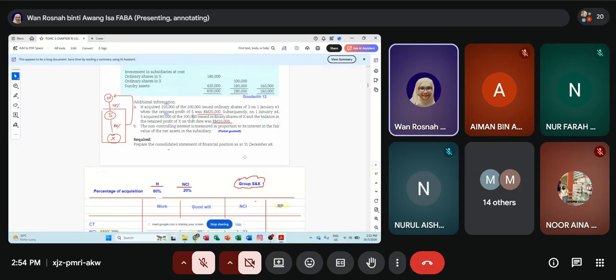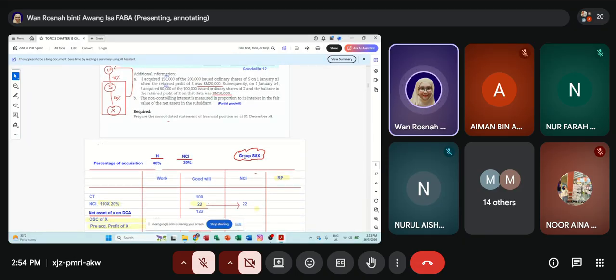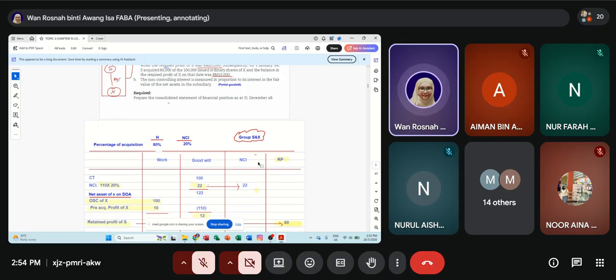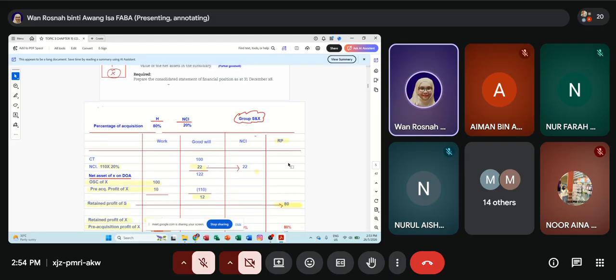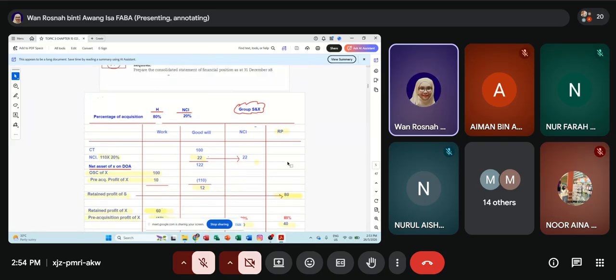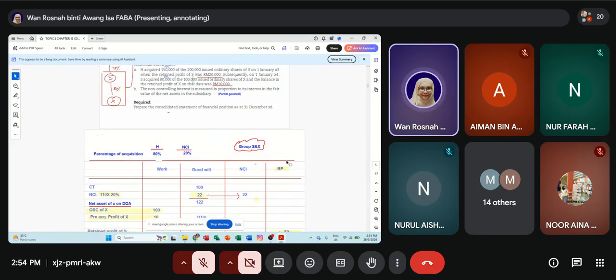Okay, all right. So let's look here. In order to prepare financial positions for the group, you need to prepare a schedule. Okay, you have no choice. You have to prepare the schedule in order to get the goodwill, to get the NCI, and to get the retained profits.